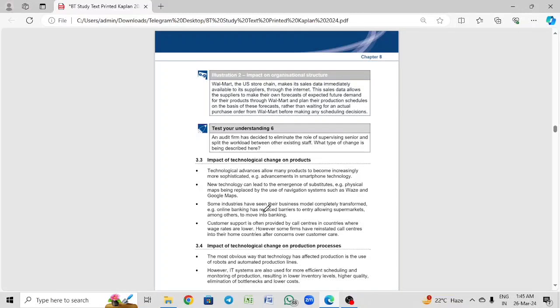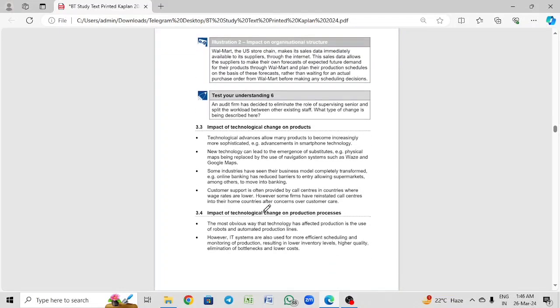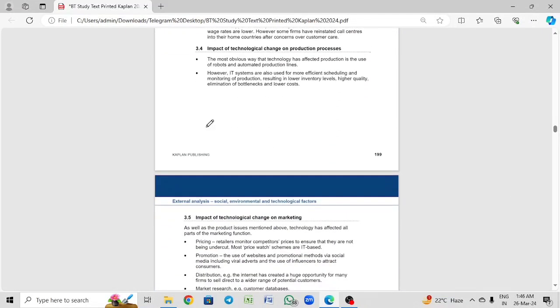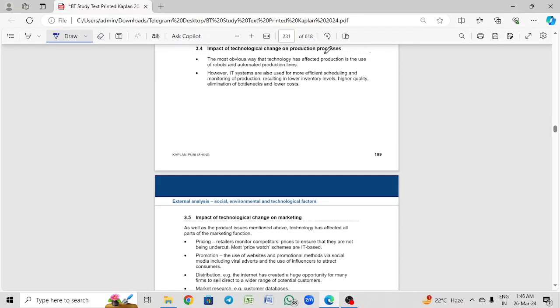Okay, there's customer support services. Earlier we used to call the customer support services, and they used to give us some ways to get the service done. Now we just type an email, and the next day the service center person is at our home. So with the technological changes, we have to change our products as well, and the services as well.